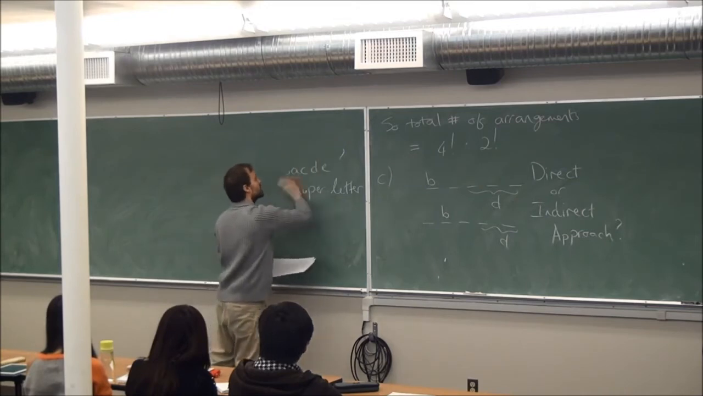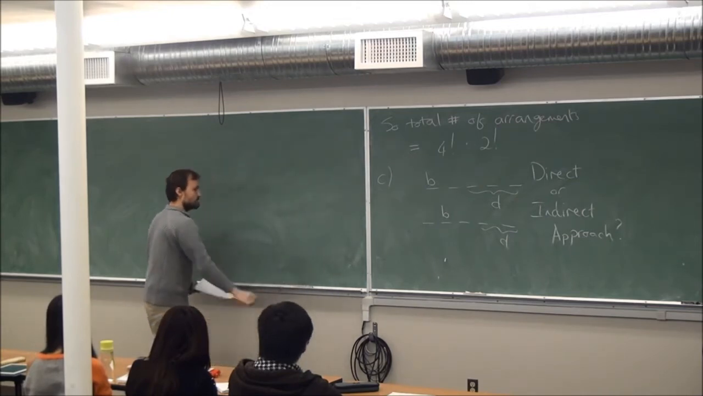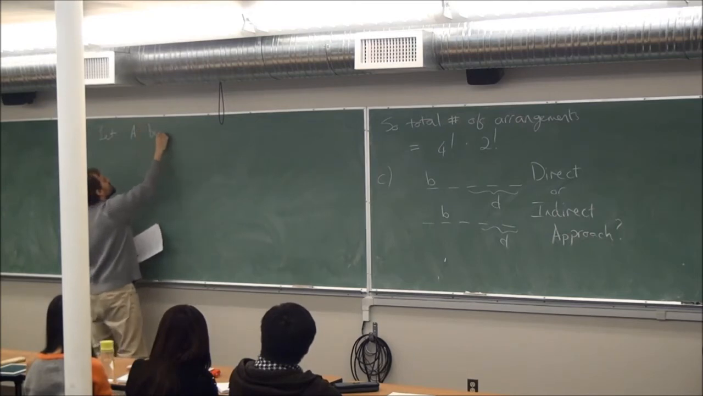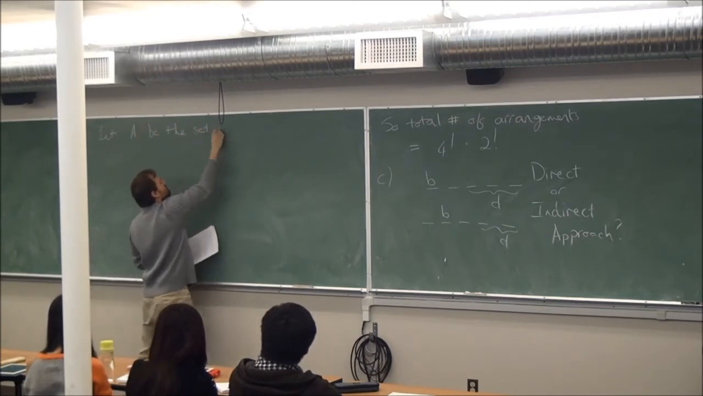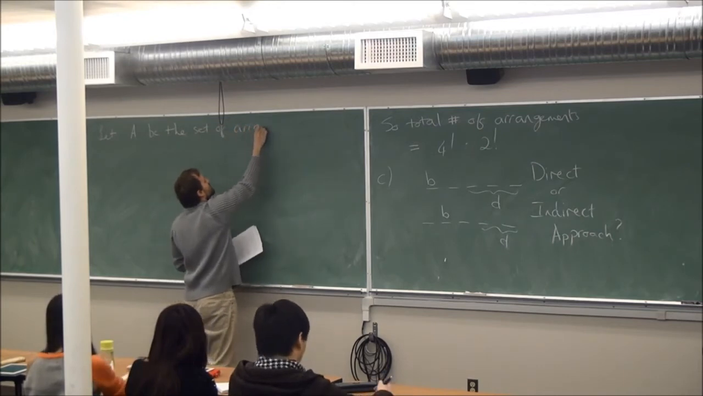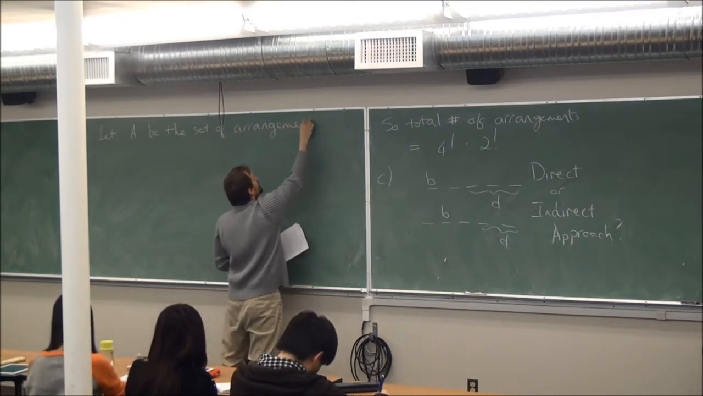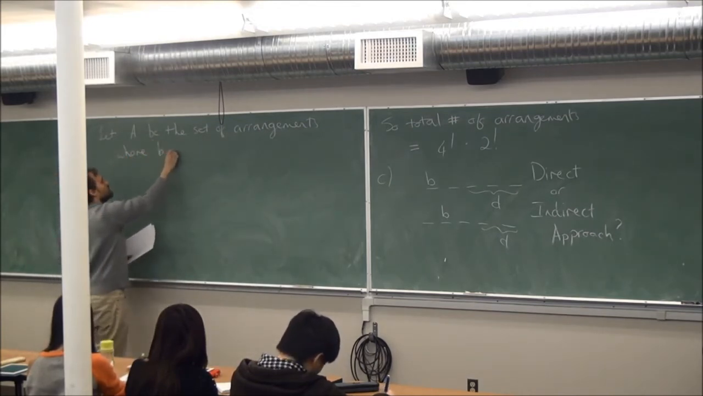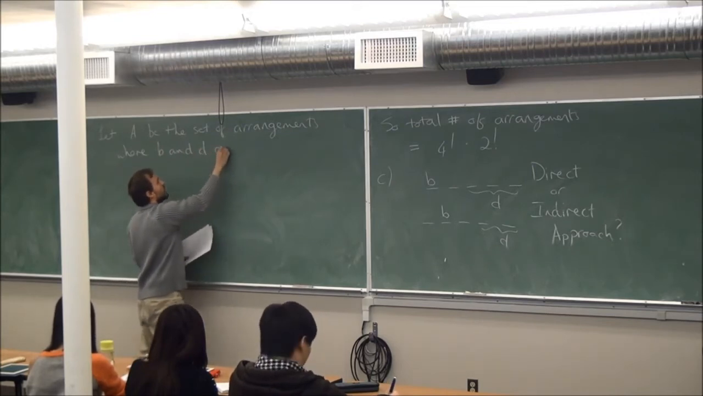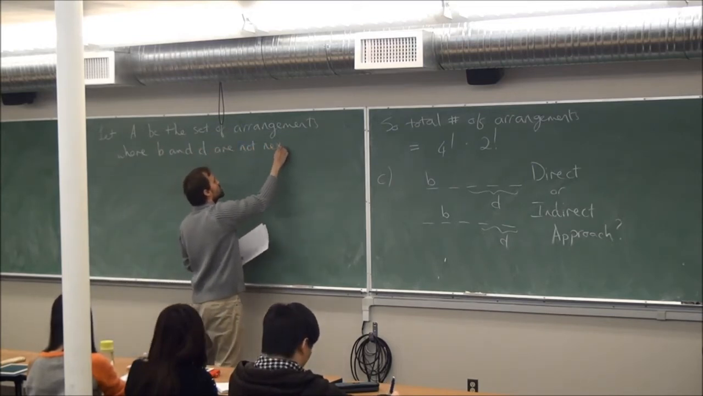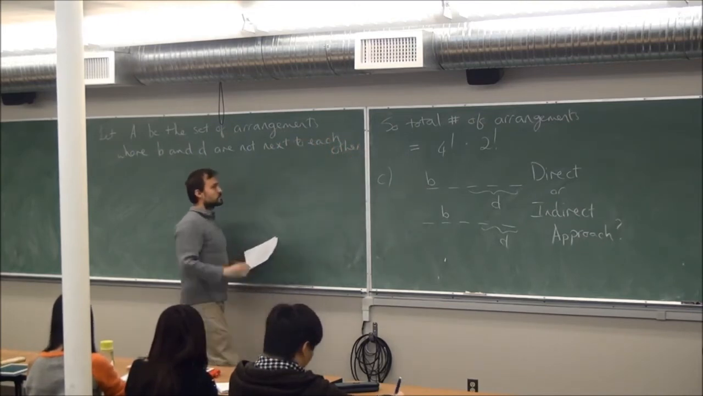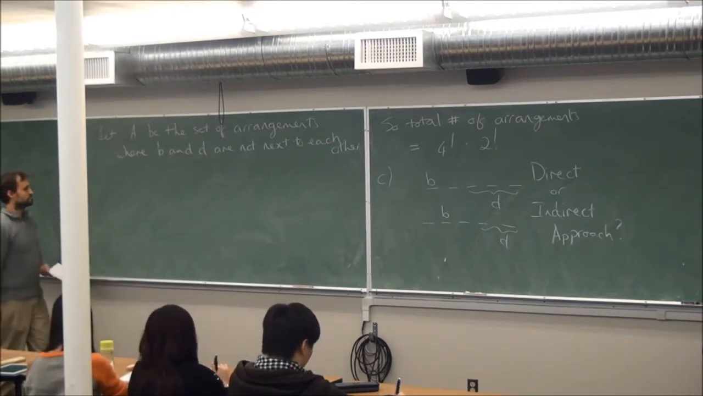And before I can use a Venn diagram, I have to give a name to a set. So let's say A is the set of arrangements that they're looking for, where the B and the D are not next to each other. They're separated from each other. Let's just give that a name.